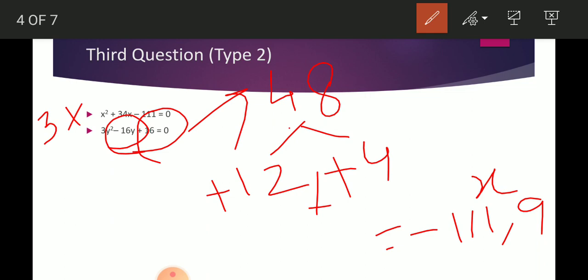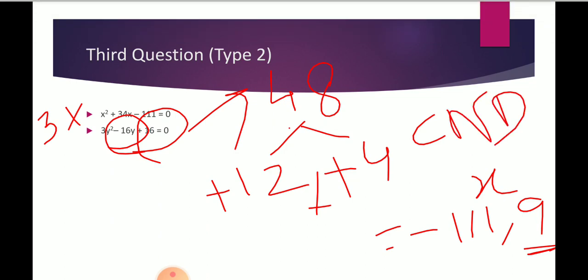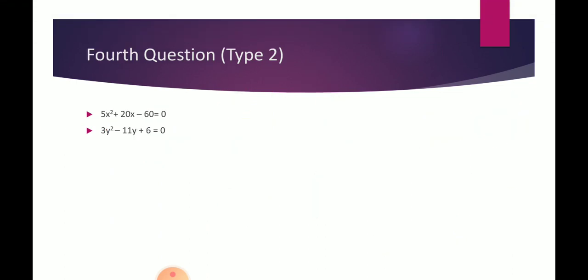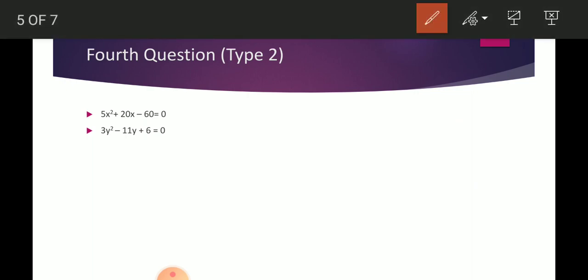Now we have to compare 9, which is less than 12 but greater than 4. So in this case we cannot say whether x is less or greater than y, so the answer will be C and D. Okay, now come to our next question. This is also a type 2 problem.